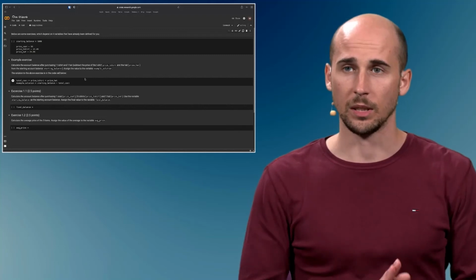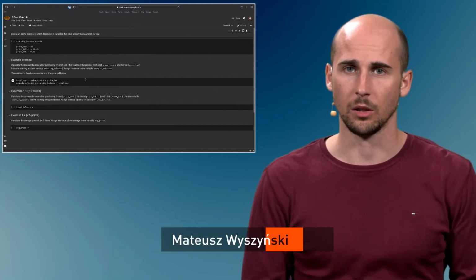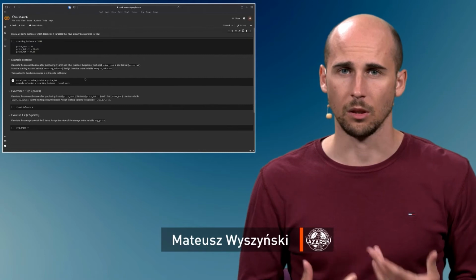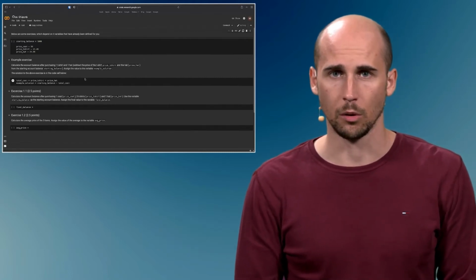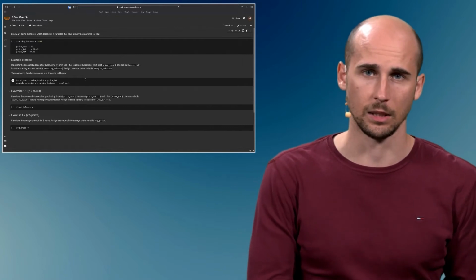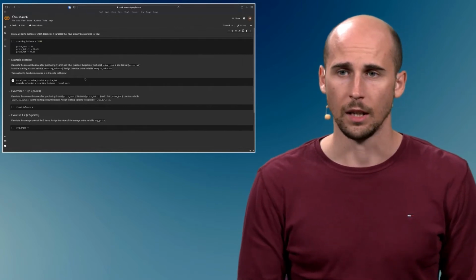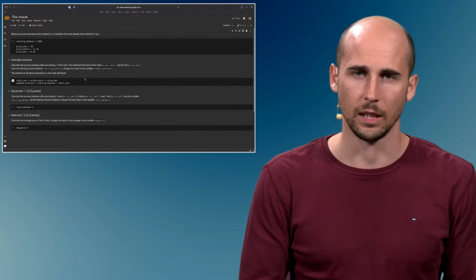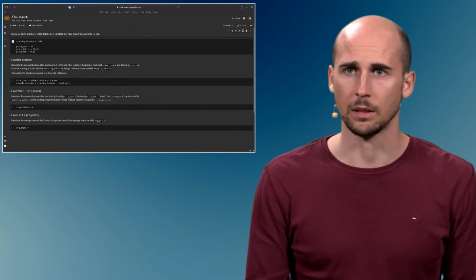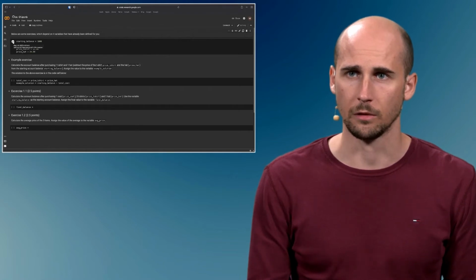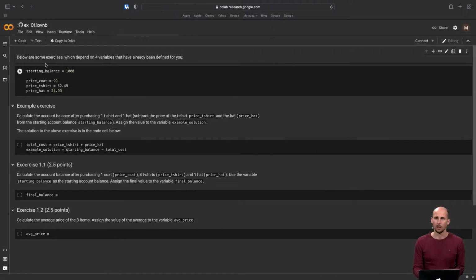Hi, so in this short video we will talk briefly about how to solve exercises. For each notebook you will have a set of exercises to solve. The first notebook has really simple exercises, but it's worth discussing for a while. So basically, always when you have these exercises, run all of the code which is required.